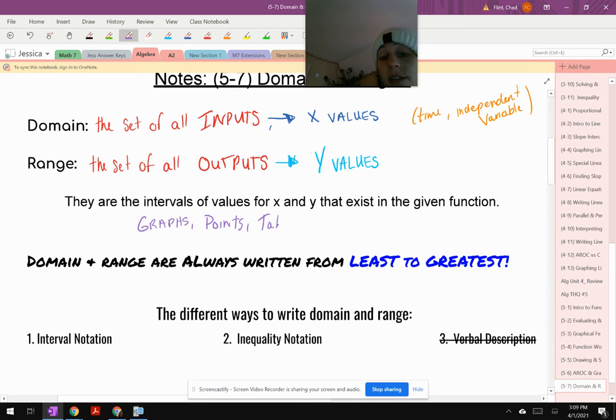They could give you a table of values. They could give you an equation. You're going to have to be able to, given all four of these things, list down and write out the domain and range.